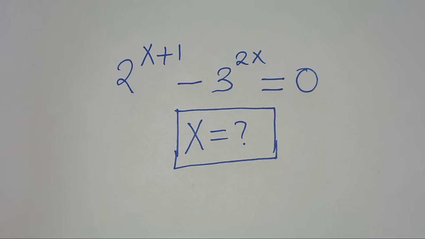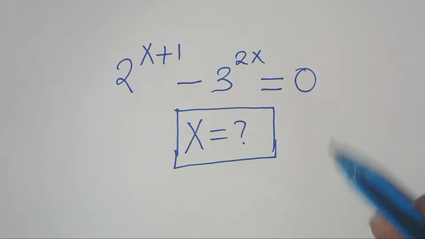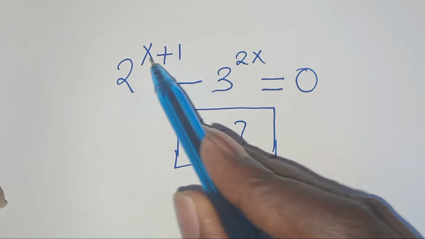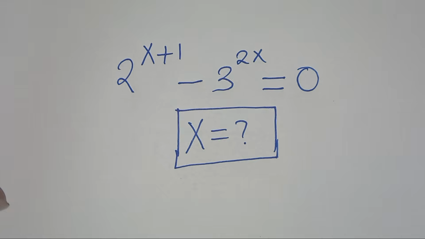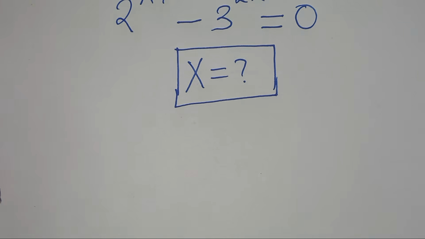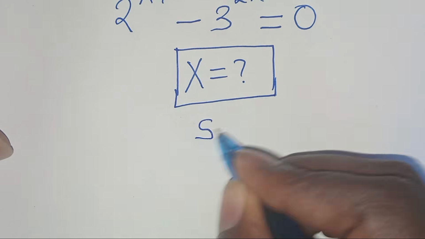Hello everyone, you're welcome to solve this nice exponential equation, which is 2 to the power of x plus 1 minus 3 to the power of 2x. This is equal to 0. So what is the value of x? Now let's provide a solution from here.